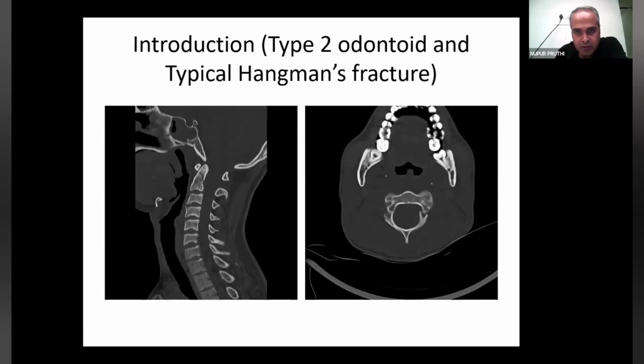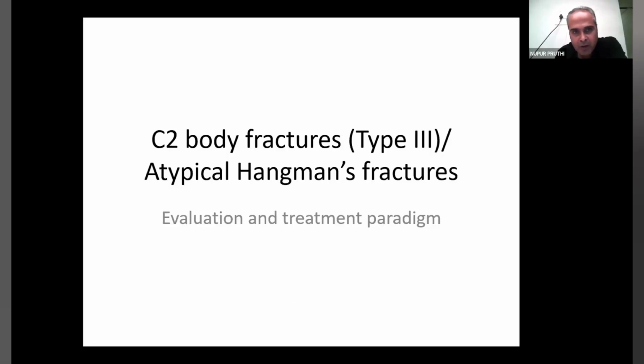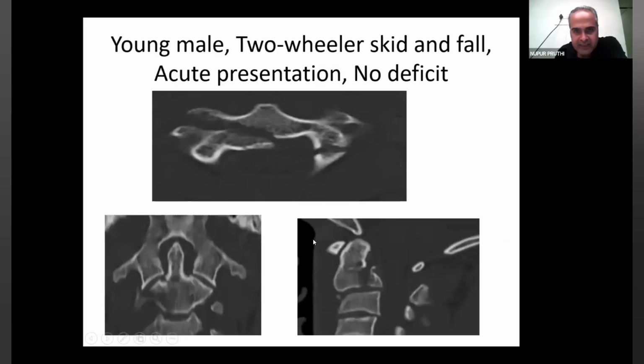My talk is going to focus on another type of fracture, and I decided this because it's difficult to give justice to all the fractures in the limited time given. So I'm going to focus on something which some people call miscellaneous fractures, and some people call type 3 fractures. But I prefer the term atypical hangman's fractures. And let me tell you, they're not rare. They're quite common fractures. So what exactly are we talking about?